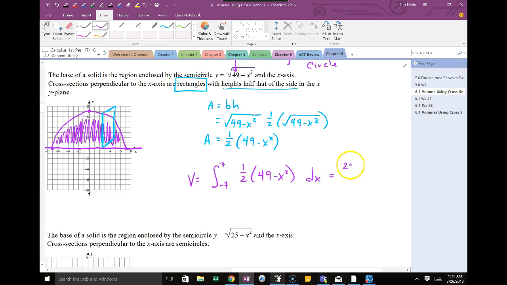Say again, 228.6? Will you hit math fraction for me? 686 over 3. Is that what everybody got? Yeah. Excellent.